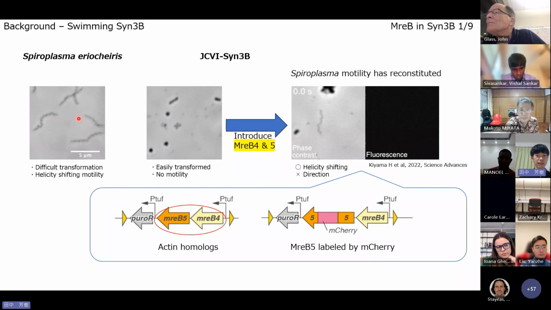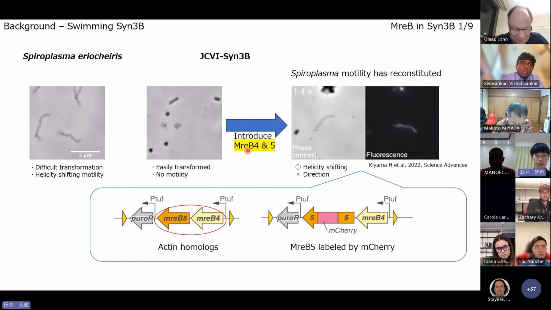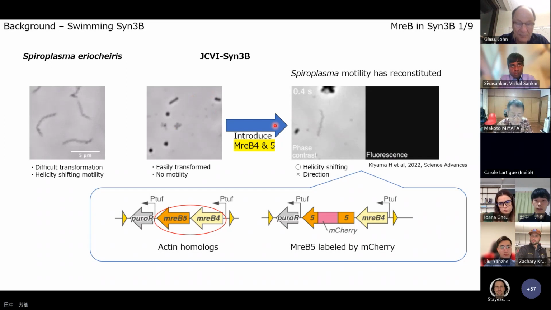Spiroplasma eriocheiris is one of the Mycoplasma species, and it swims by switching its helical cell body from left-handed to right-handed and right-handed to left-handed. Previously, our group reconstituted this motility by introducing MreB4 and 5 into the Syn3B with no motility. MreB4 and 5 are actin homolog proteins.